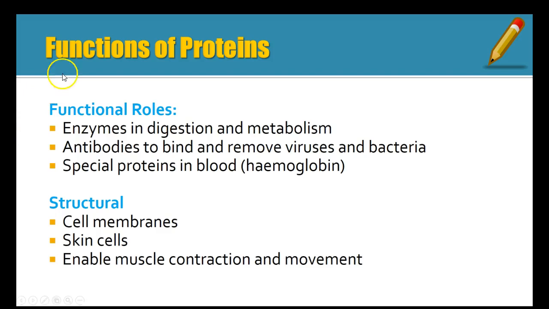So as a summary of the types of functions of proteins, they have both functional and structural roles. And if you can remember these, then anytime a question like this comes up in a test or an exam, you should be fine. So enzymes are used in digestion and metabolism, which we'll be going through in a lot more detail later in this topic. They're used for antibodies to help with your immune system. They have special proteins in the blood, such as hemoglobin. Their structural functions include cell membranes, skin cells, and also enabling muscle contraction and movement, which is incredibly important.